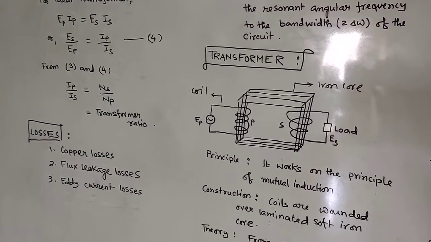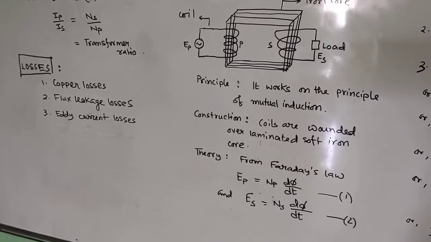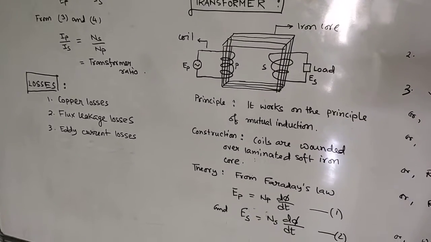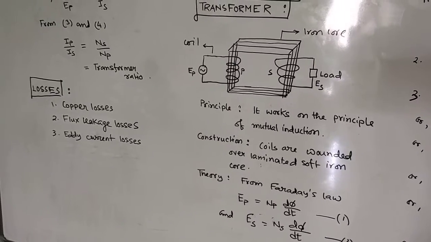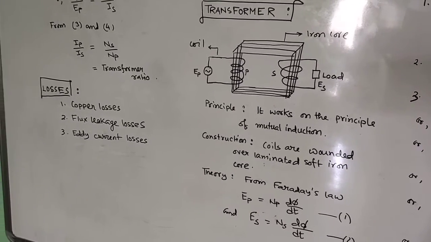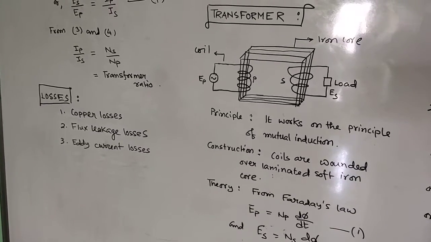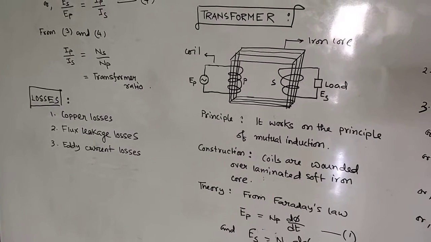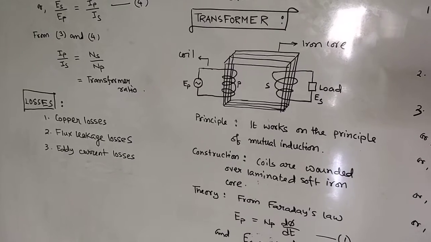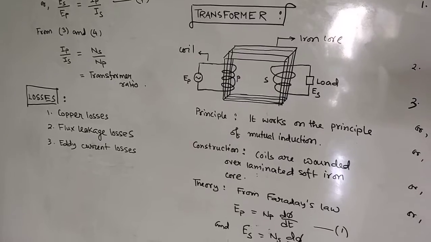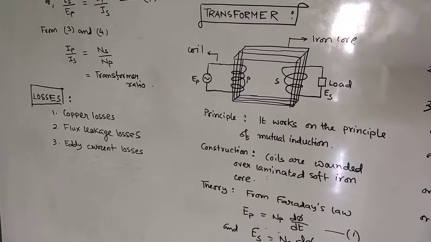Next is flux leakage loss. Here in the expression we have considered the change in flux in primary is equal to the change in flux in secondary. But this is the ideal condition, and there is always a possibility of imbalance of the flux linked with the primary and secondary. So as much change in the flux in primary may not be equal to the same change of flux in secondary. This one is known as flux leakage loss.